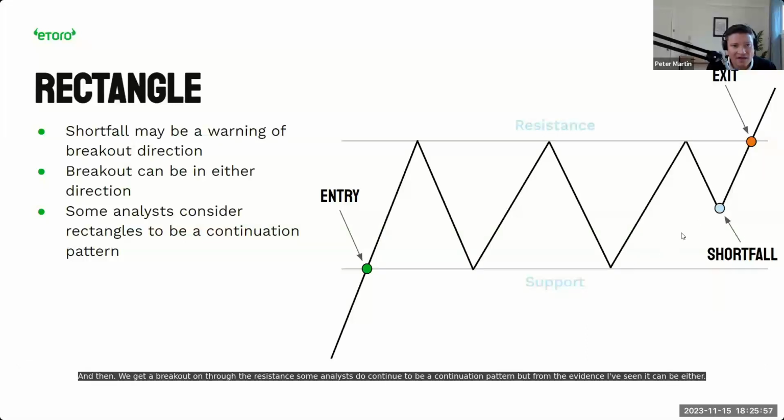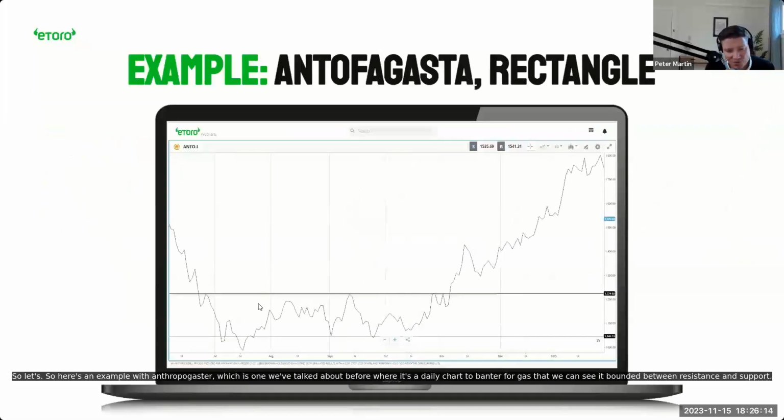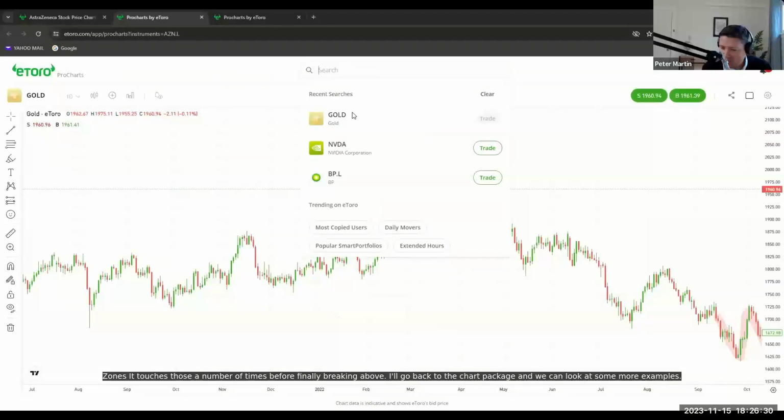And then we get a breakout through the resistance. Some analysts do consider it to be a continuation pattern, but from the evidence I've seen, it can be either. So here's an example with Antofagasta, which is one we've talked about before. It's a daily chart of Antofagasta. We can see it bounded between resistance and support zones. It touches those a number of times before finally breaking above. I'll go back to the chart package and we can look at some more examples.